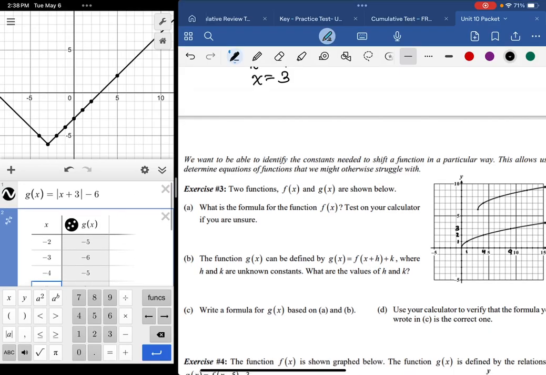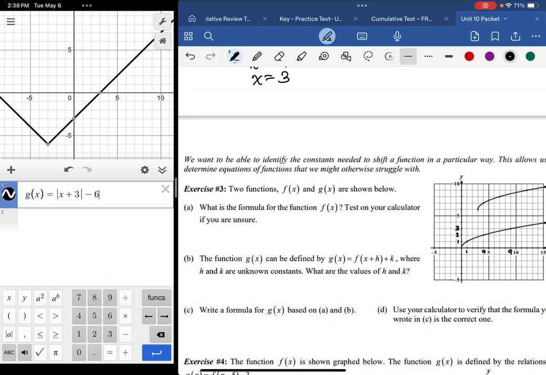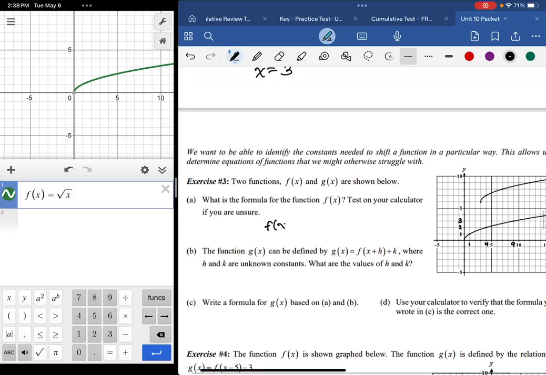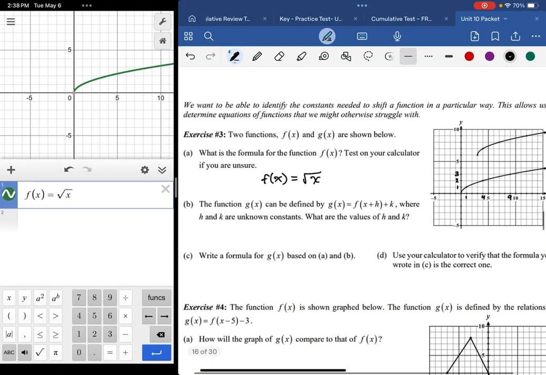What is the formula for the function f of x? And that's really just f of x equals the square root of x. Knowing the shape is the first step. All right, so we're going to say f of x is equal to the square root of x. That's our parent function. The function could be defined by f of x plus h plus k, where h and k are unknown constants. What are the values of h and k?